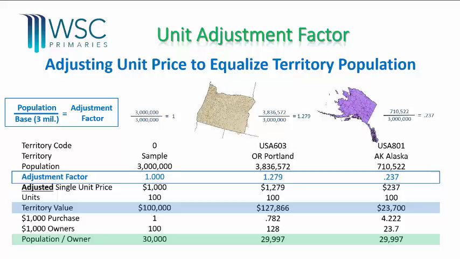Let's go to Alaska. In Alaska, there's only 710,000 people. So dividing that by 3 million, that makes a factor of 2.37. And that gives the value of that territory $23,700. So if we looked at the number of $1,000 owners, that would be 23.7, or a $1,000 purchase then would buy 4.22 units. But again, it's not the number of units. Each $1,000 purchase is what we're equalizing here, would give those owner primary members 30,000 people to develop the territory.